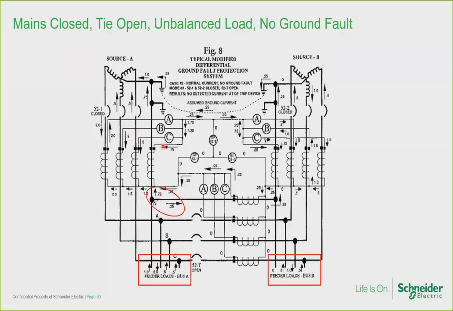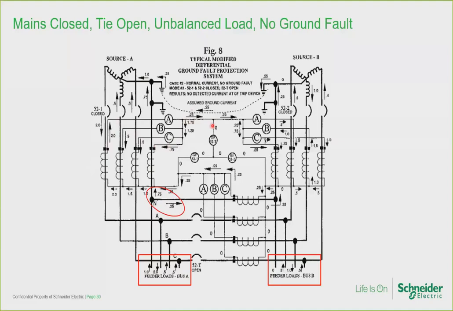And now we can calculate their sum. And when you add up 2 plus 2 minus 0.5 minus 0.5 minus 0.75, which is what these current directions are, you'll get 0.25 per unit of residual current flows out of the residually connected CTs toward the ground fault relays, right here.